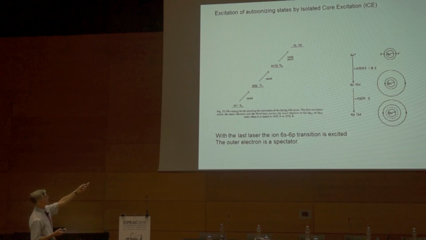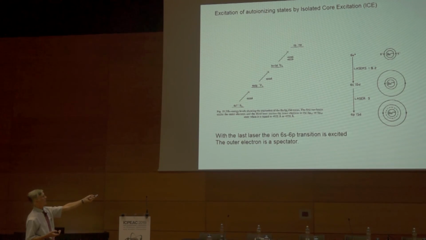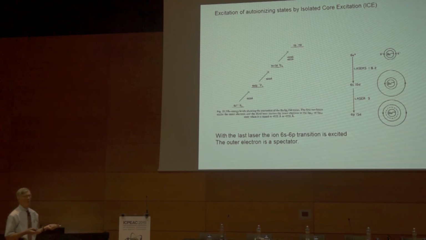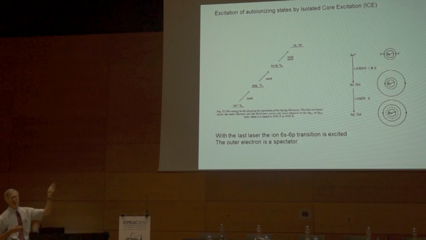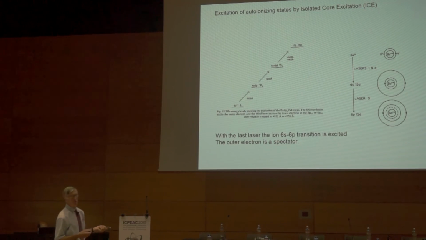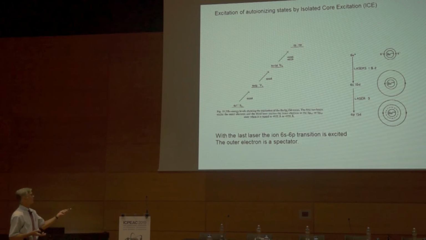So in fact, if I wanted to study the 6p NL states, the autoionizing states, the easiest way to do it is with a laser: make a bound Rydberg state, in this case a 6s15d, and then I shine light on it at the transition frequency for the barium plus to go from 6s to 6p. Okay? The simplest way to think about this excitation method, which is often called isolated core excitation, is that I'm exciting the barium plus ion, it's the resonance line of the ion, and the outer electron is just a spectator.